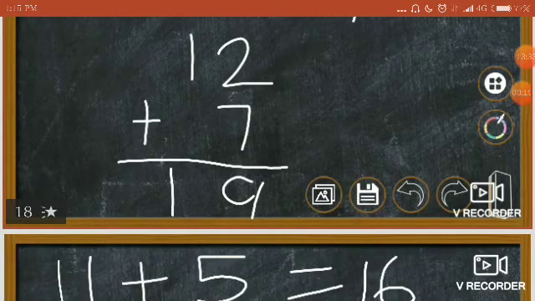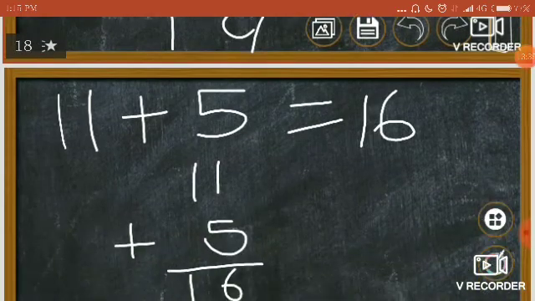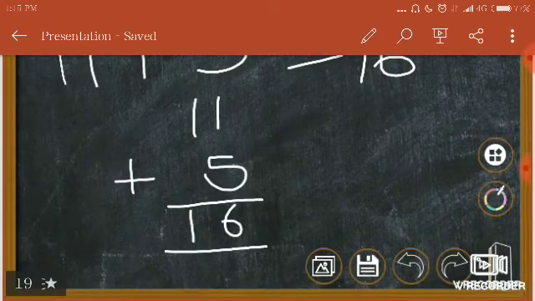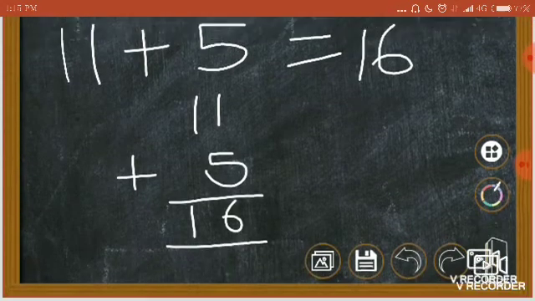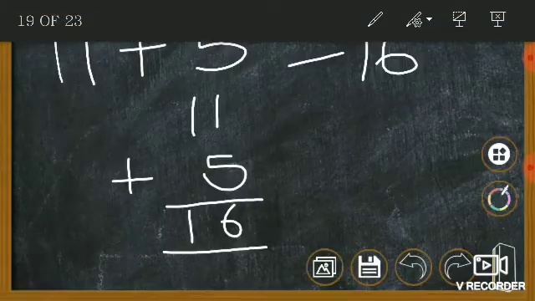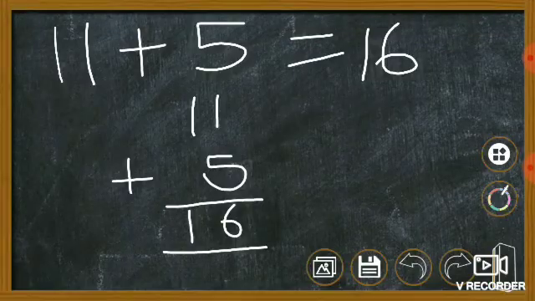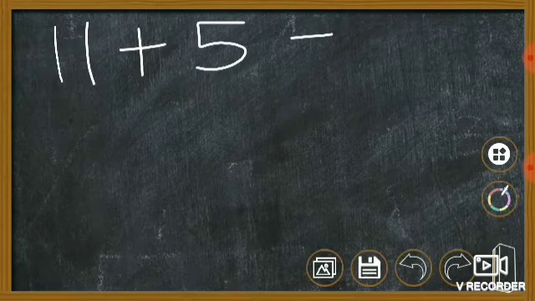Next sum we are going to see is 11 plus 5. We are going to see this sum. 11 plus 5 is equal to 11, 5.